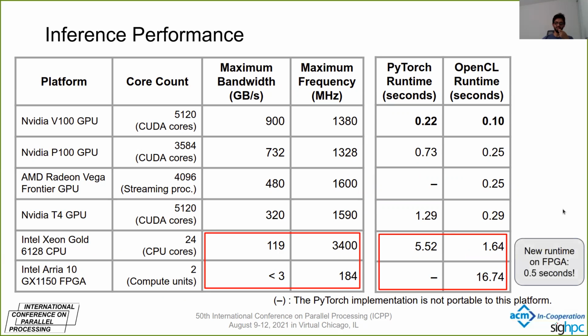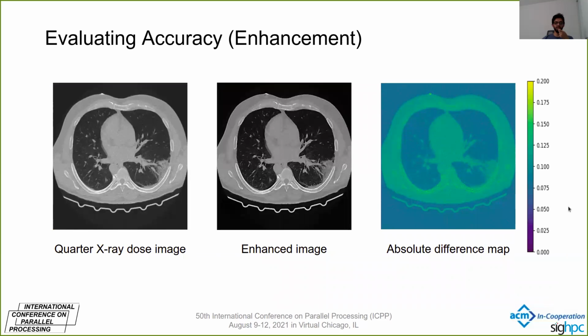In our latest research, we were able to reduce the execution time on FPGA to 0.5 seconds by maximizing the memory coalescing in our implementation. To evaluate the accuracy of the ComputeCOVID19 plus framework, we first evaluate the accuracy of image enhancement and image analysis separately, and then combine them together to analyze the overall accuracy.